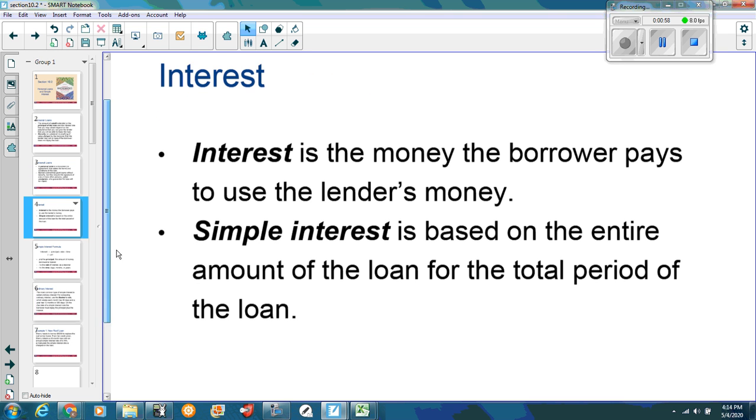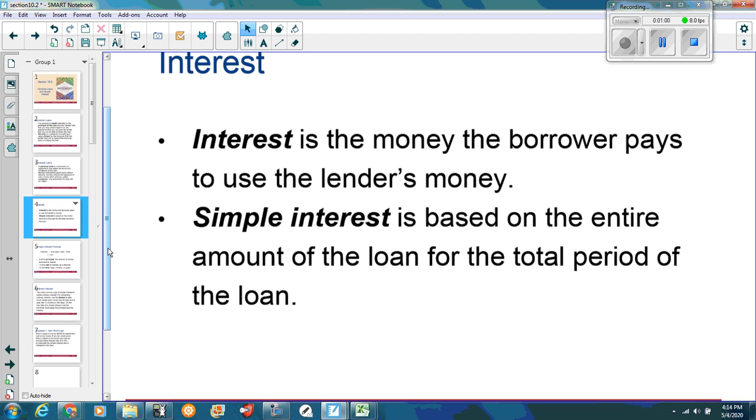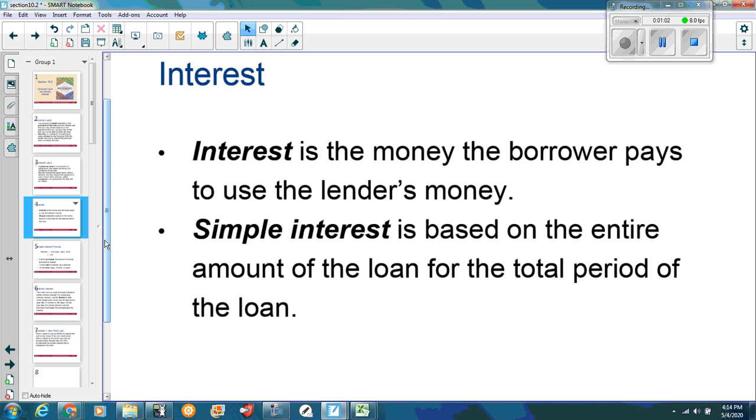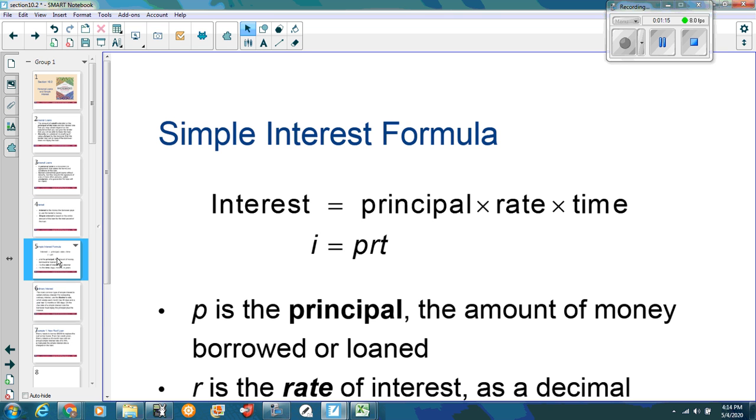Okay, so this is really what the crux of this section is about. Interest. Interest is the money the borrower pays to use the lender's money. Simple interest, which is what we're going to do in this section, is based on the entire amount of the loan for the total period of the loan.